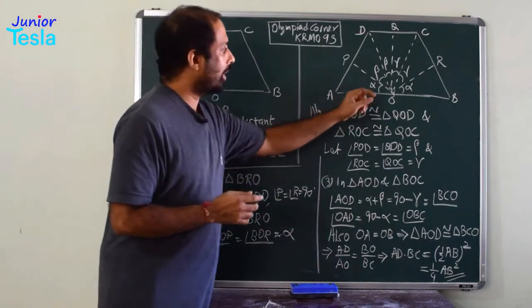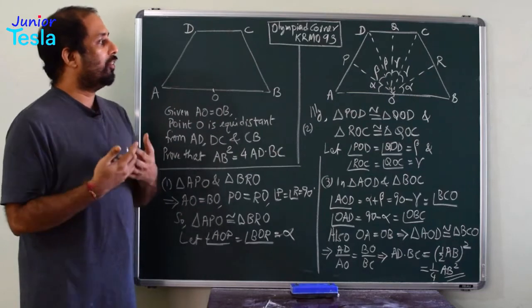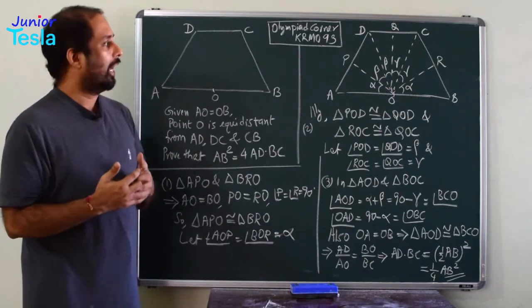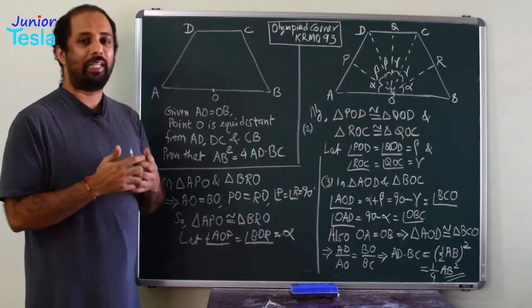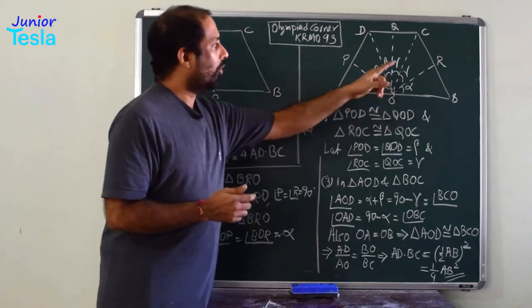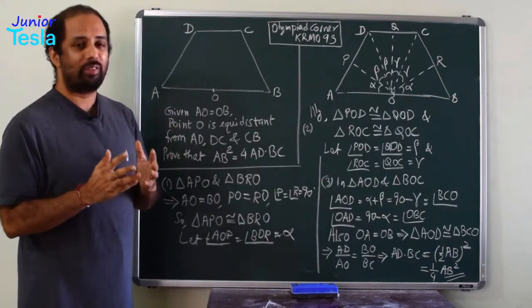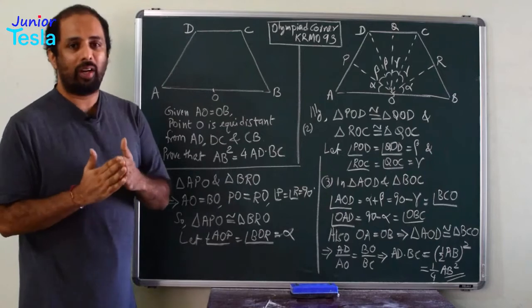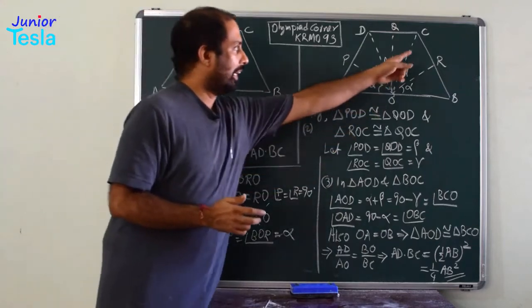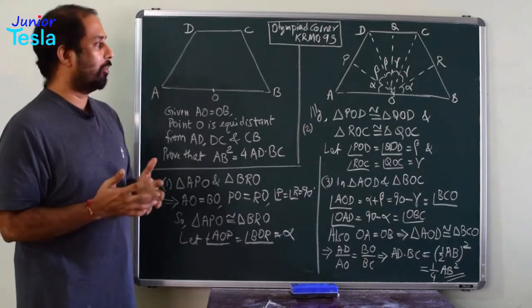So, 90 minus gamma, but where is 90 minus gamma in triangle BOC? If you see angle BCO, angle BCO is 90 minus gamma. Why? Because in triangle ORC, one angle is gamma, that is angle ROC is gamma, angle ORC is 90 degrees. So definitely the third angle, that is angle OCR, should be 90 minus gamma.